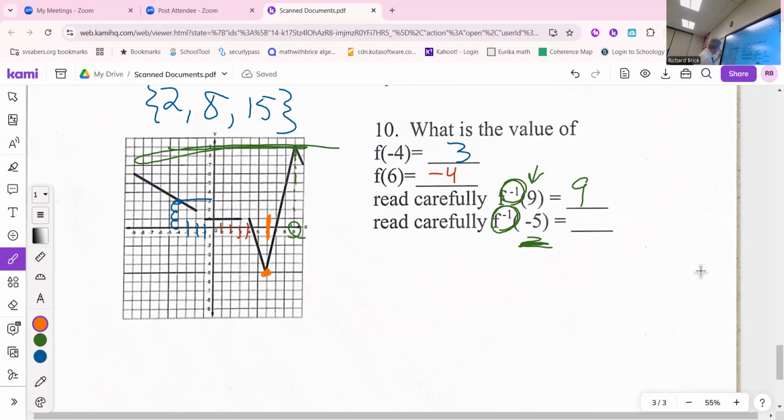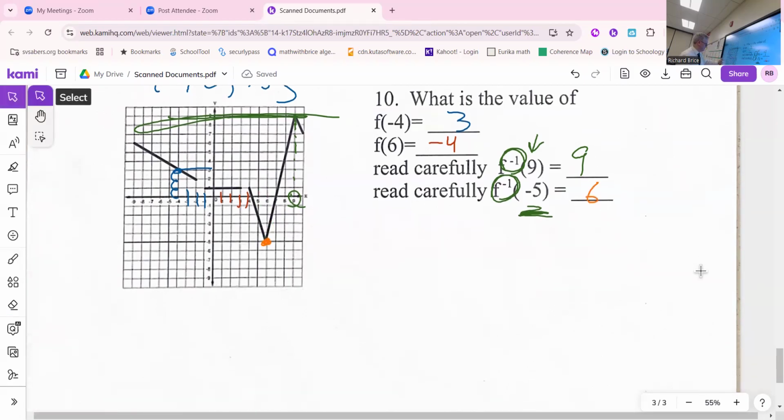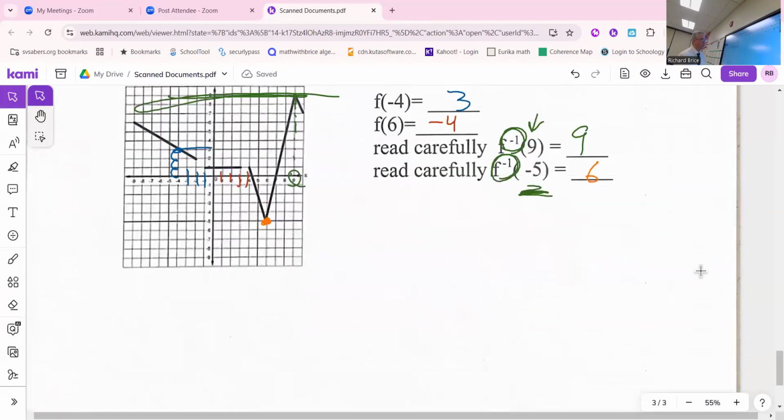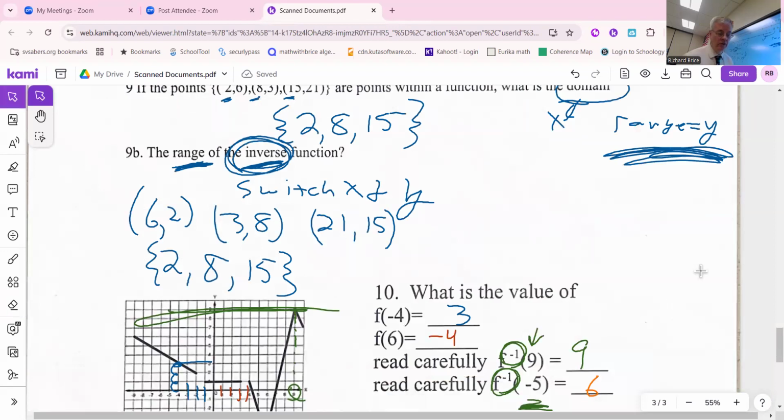I had to look at that. What is the x value? The x value is 6 right there. So that's 6. Questions, ask us in class. Oh, that's the end of it. So that was a fast thing.